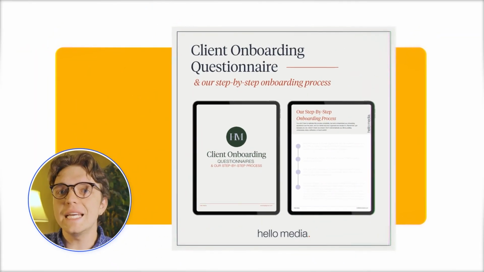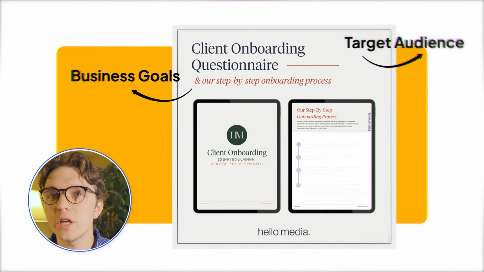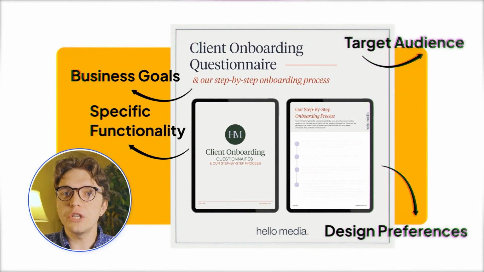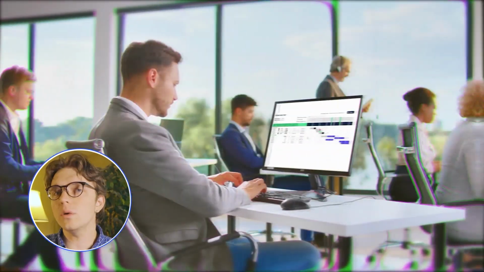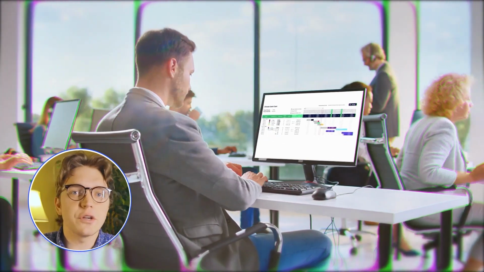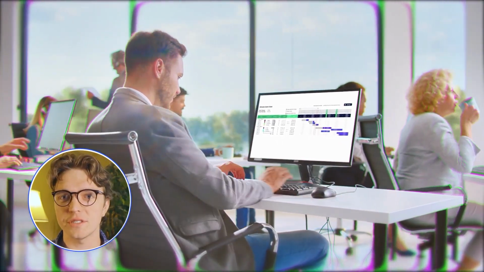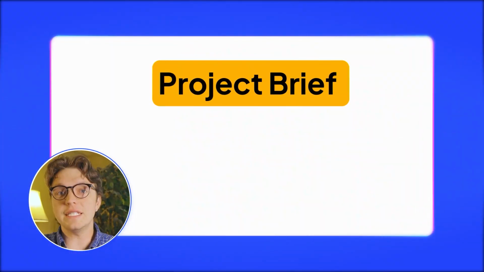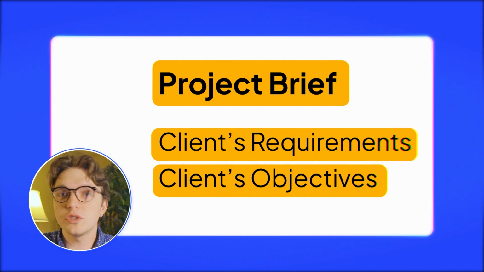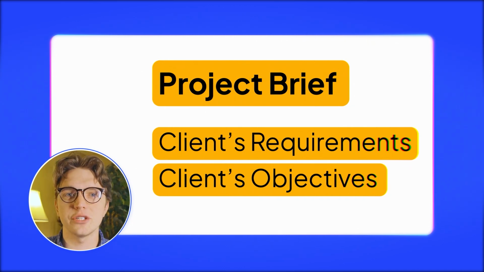Before you get started, send a detailed questionnaire to your client, asking them their goals for the project, their target audience, their design preferences, and any specific functionality that they require. You have to set clear expectations. Outline the project timeline, the deliverables, and communication methods. Make sure that your client understands the scope of the project and what is included in your services. You can also create a project brief. This is to summarize the client's requirements and objectives. This document will serve as a reference throughout the entire project, so that way you stay aligned with your client's vision.